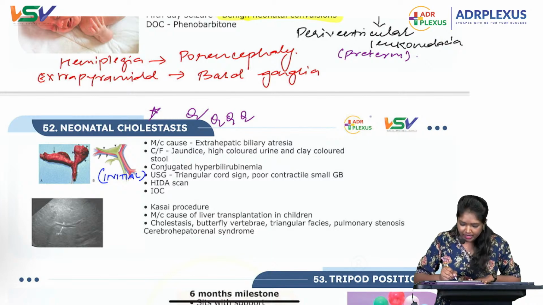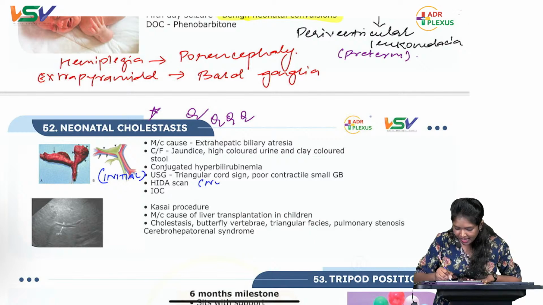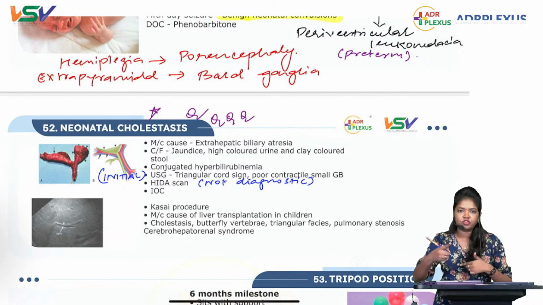Okay, fine. Next, you can do HIDA scan. So HIDA scan is not diagnostic. It can be done, but it is not a diagnostic investigation. It will show the excretion of the bile.